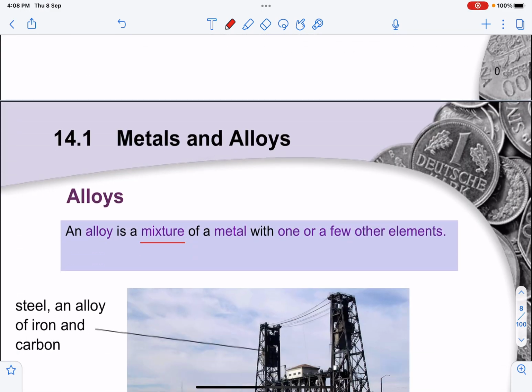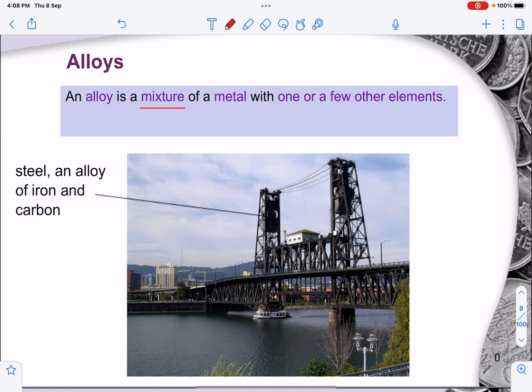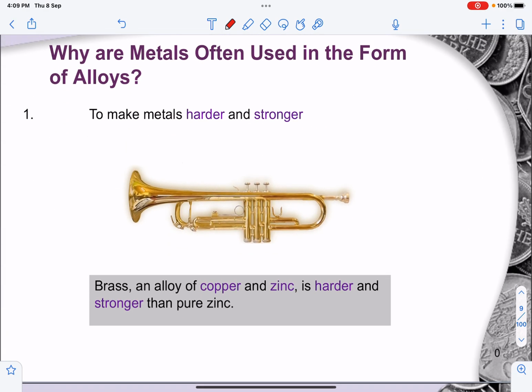But on the other hand, an alloy is a mixture of metals with one or a few other elements. If you have a pure metal and you add in another element, what will happen to the arrangement, and what will this lead to in terms of physical properties? The reason we want to make alloys is to make the metal harder and stronger. One very important alloy that you have to remember is brass, which is made of copper and zinc. This you have to remember. It tends to be harder and stronger than pure zinc.